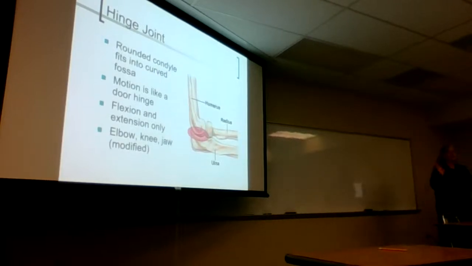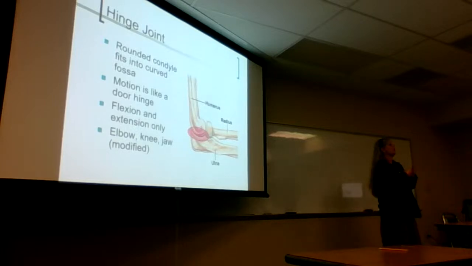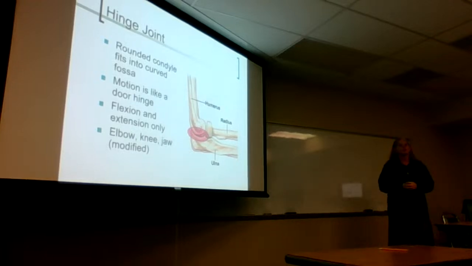Hinge joint, get this, it works like a hinge. Again, we would all be doctors if life was this easy. So a rounded condyle that fits into a curved fossa. So you're rocking in one little area. So the motion is like a door hinge. Typically, we have flexion and extension only. So the classic, the elbows can flex, the elbows can extend. That's all they can do, back and forth.